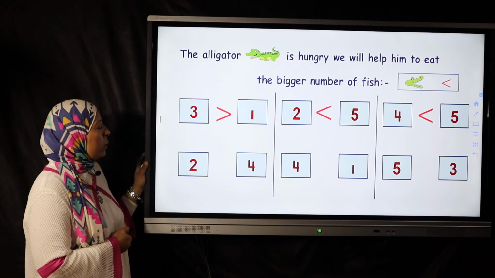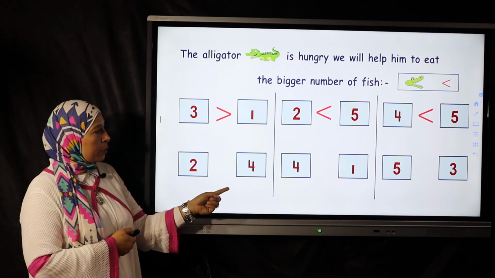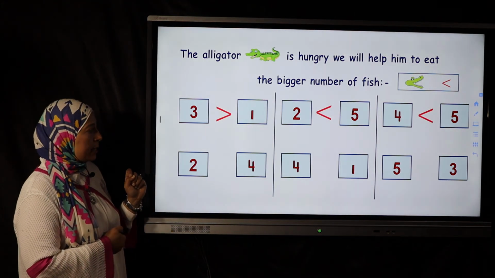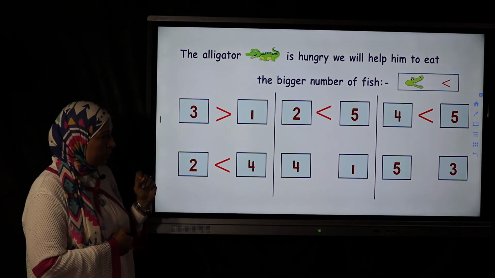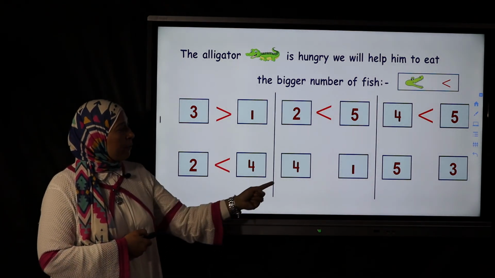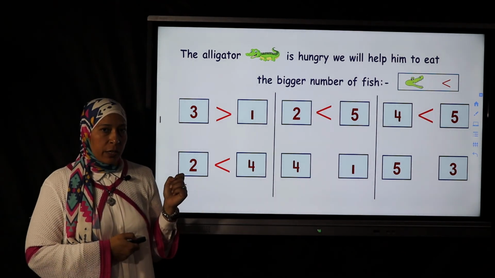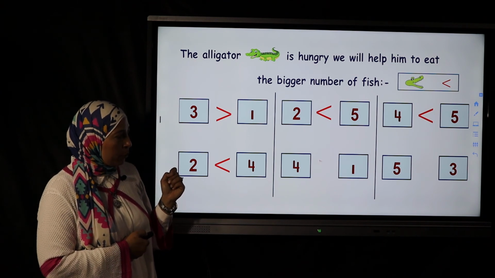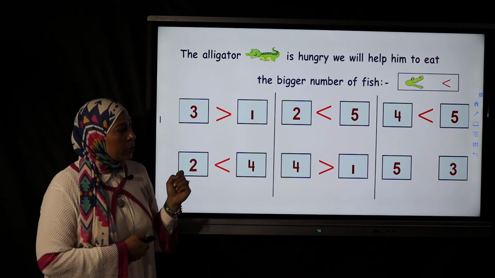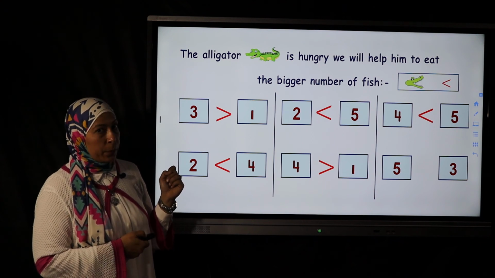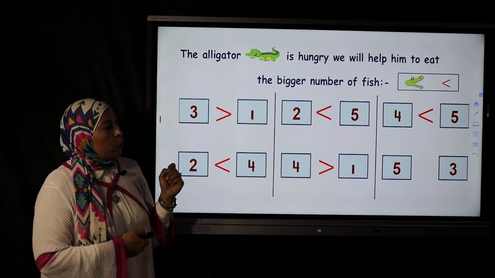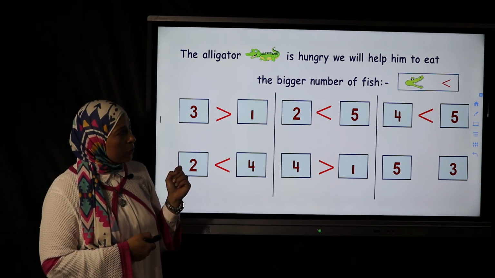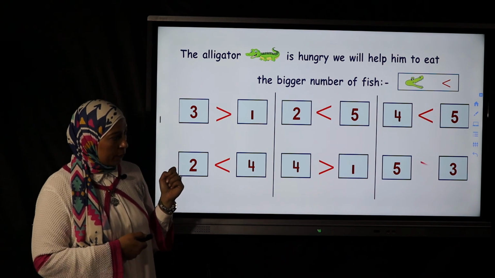Let's move to the next row. Here we have number 2 and number 4. Which one's bigger? Number 4. Excellent. So the alligator is going to open his mouth to number 4. Here we have 4 and 1. Which one is bigger? 4 fish or 1 fish? Yes, 4. So the alligator is going to open his mouth to number 4. The last one we have 5 and 3. Okay. Which number is bigger, 5 fish or 3 fish? 5. So the alligator is going to open his mouth to number 5.